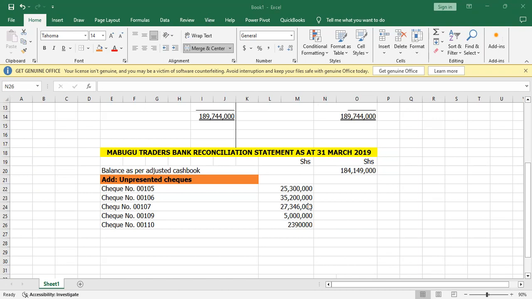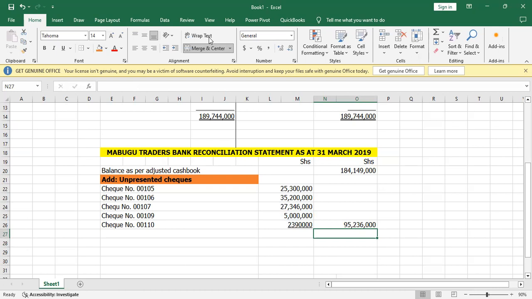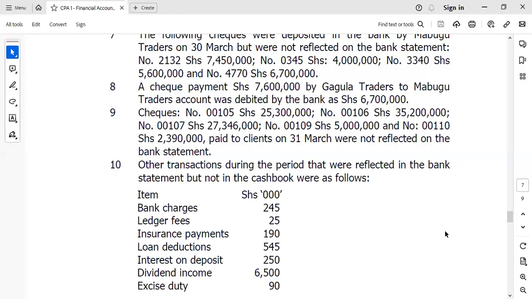So we can add all these checks and get the total, which I can post in the last column. So that is 95,236,000.